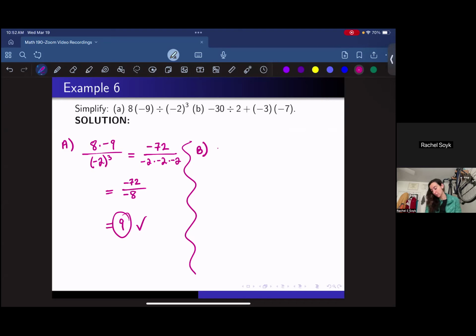Part B, we have negative 30 divided by 2, which is really just negative 30 over 2. That gives us negative 15. Plus, and then we have a negative 3 times a negative 7, which gives us a positive. 3 times 7 is 21. Add the two numbers together, and we end up with positive 6. And we're done. And I can highlight. You can see what we're doing.